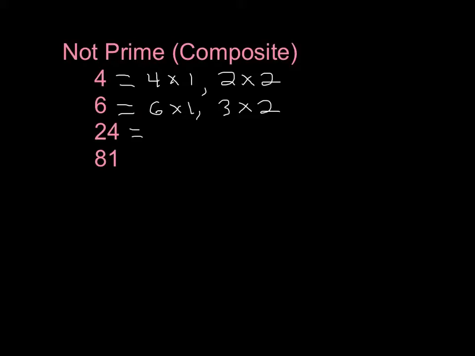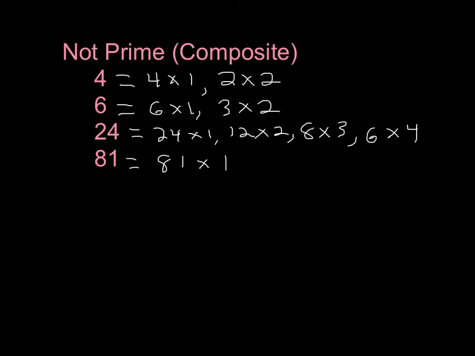The number 24 is 24 times 1. We could also do 12 times 2, 8 times 3, 6 times 4. So again, 24 is not prime. And then 81, there are other ways besides 81 times 1. Can you think of some other ways to get 81 besides 81 times 1? The one that comes to mind quickly is 9 times 9. And if we can come up with another way, then it is not prime.